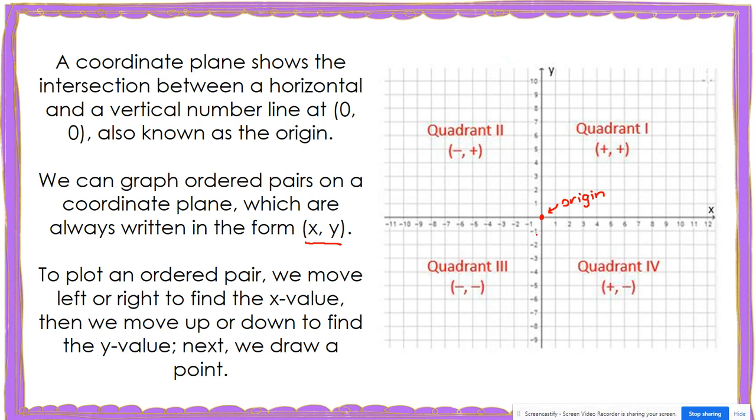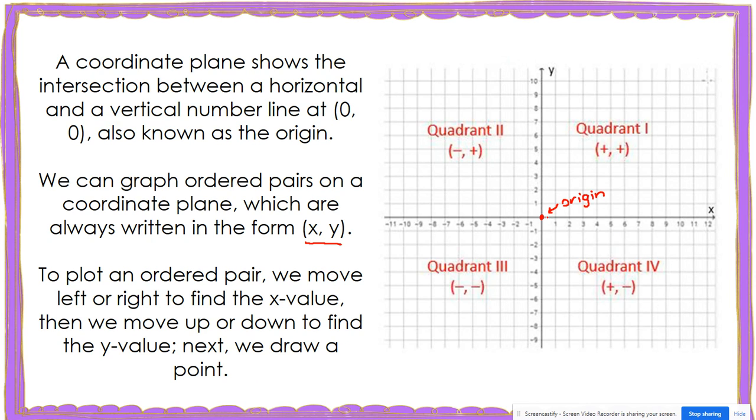Quadrant 3 is located below quadrant 2, and you'll notice that it still has negative x values, and this time the y values for quadrant 3 are all negative as well. So any number that is plotted in quadrant 3 will have an ordered pair with a negative x value and a negative y value.